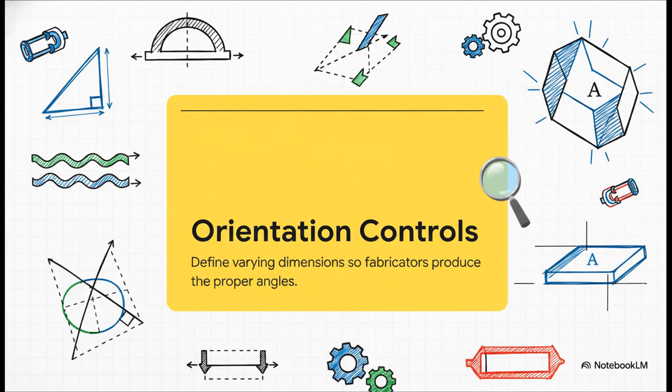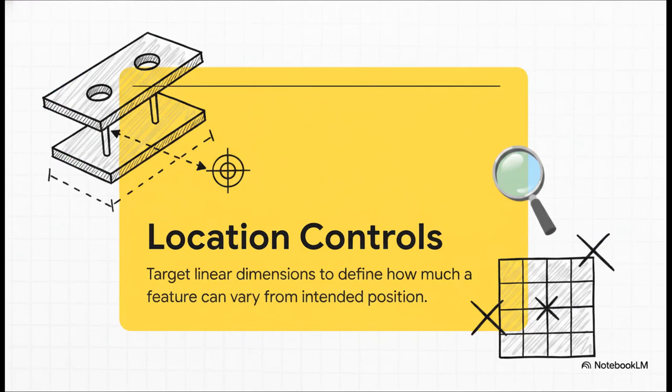Then we get into orientation controls, because parts don't just float in space, they have to connect perfectly. Orientation guarantees that mating features sit at the exact right angle to each other. This covers your angularity, perpendicularity, and parallelism. And crucially, these are always measured relative to a specific datum. A datum is just a fancy word for a designated reference surface or axis on your part that grounds the whole measurement.